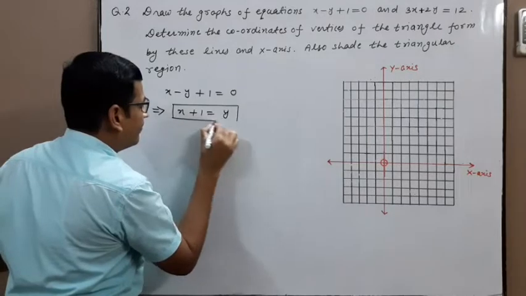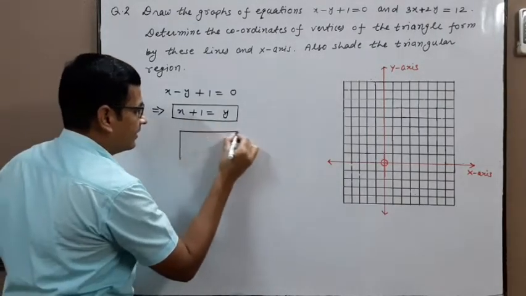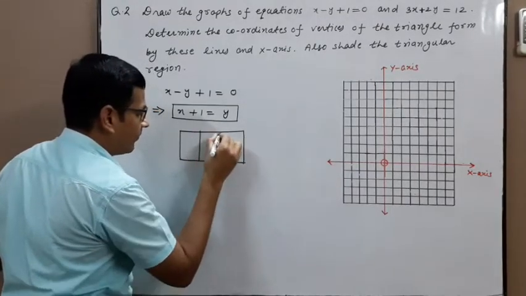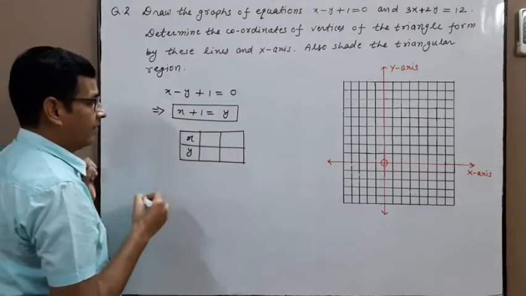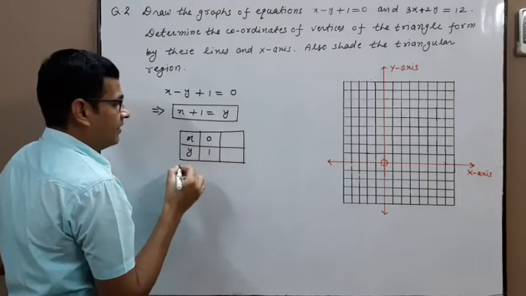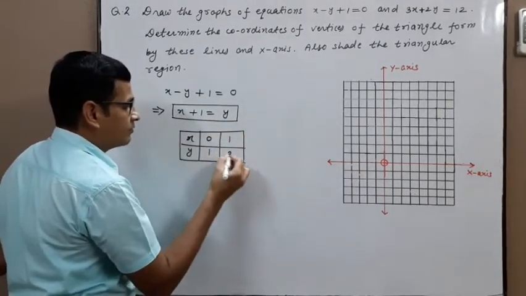To draw the graph of any line, we need a minimum of 2 points. So take 2 points on this line. Put x equal to 0, so the corresponding value of y is 1, and put x equal to 1, then the corresponding value of y is 2.